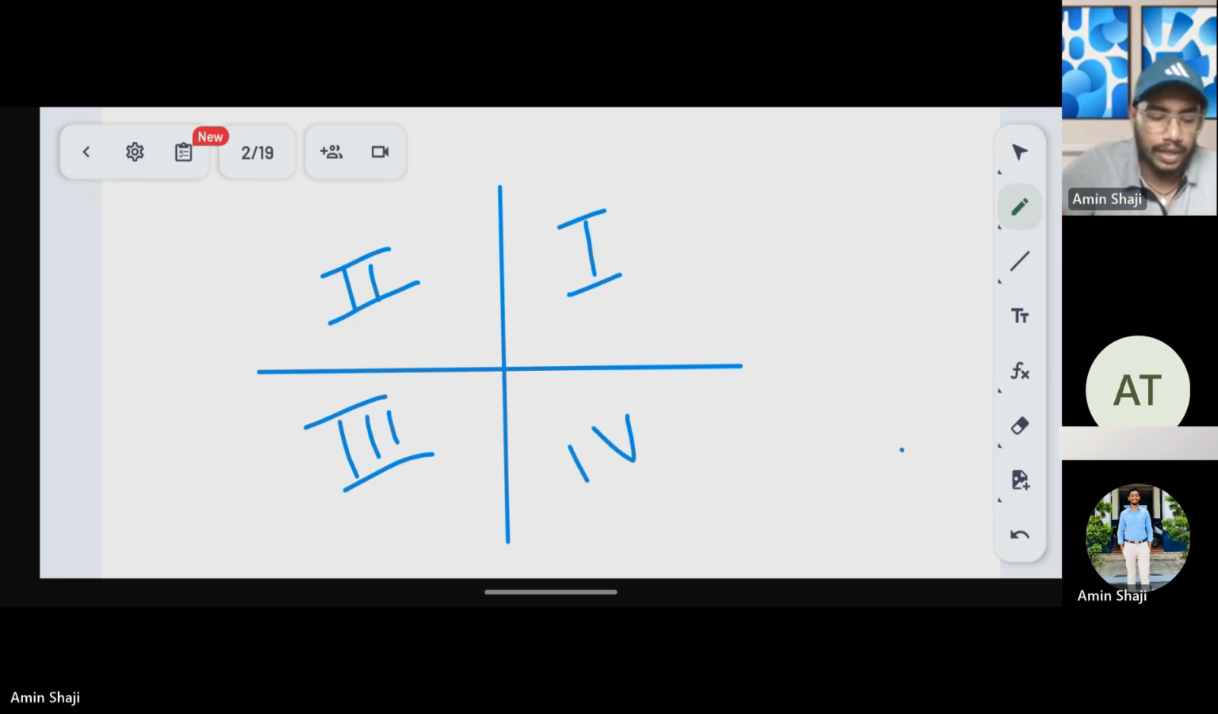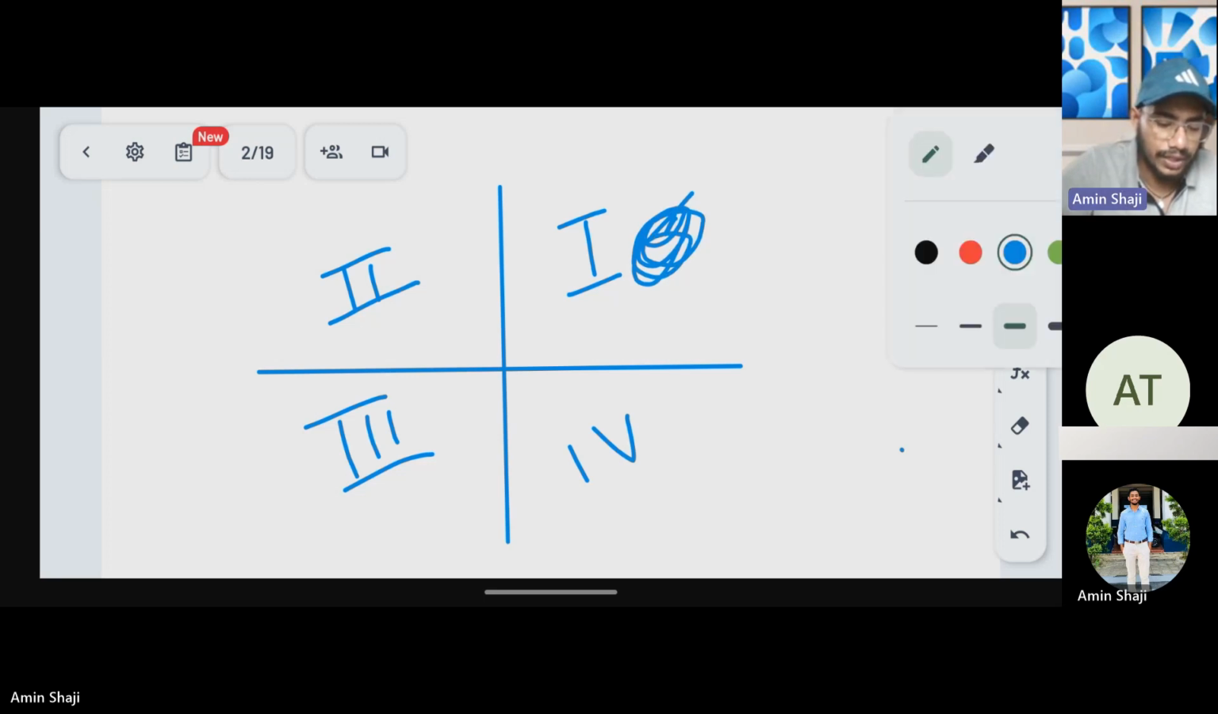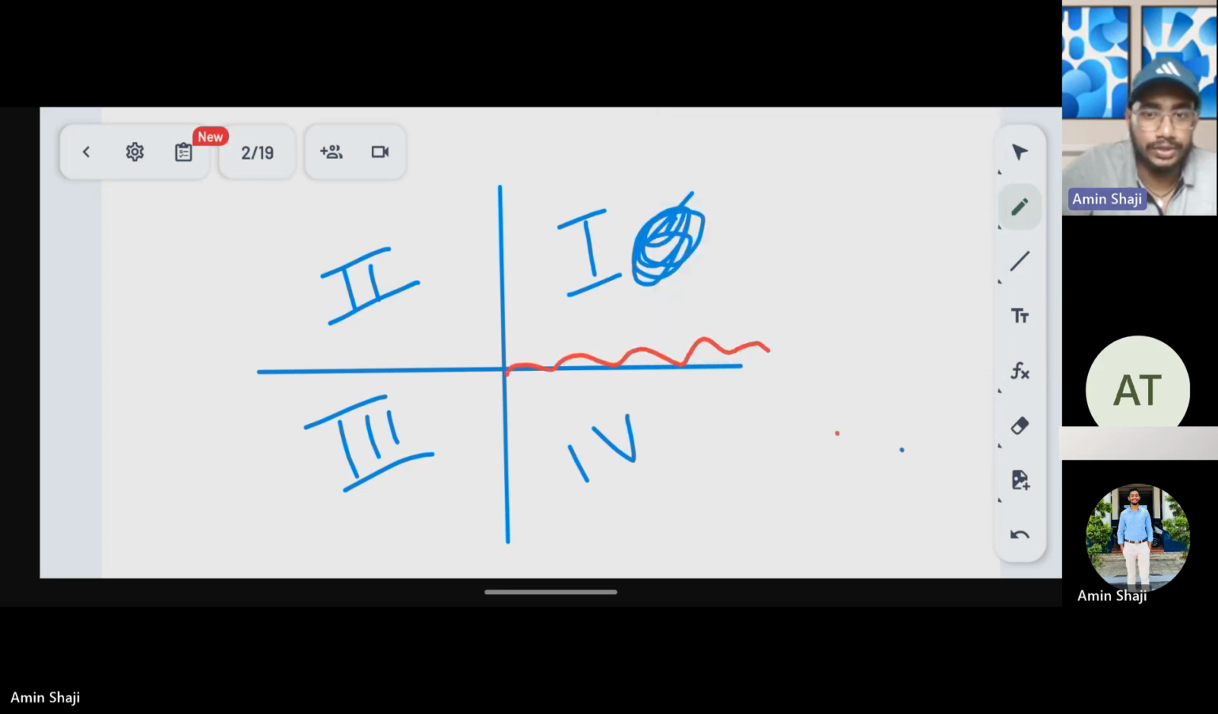And on the first quadrant, what is the sign of x and y? Is it positive or negative? For the first quadrant, when I look closely, in this region x and y are both positive, right? They are both positive.